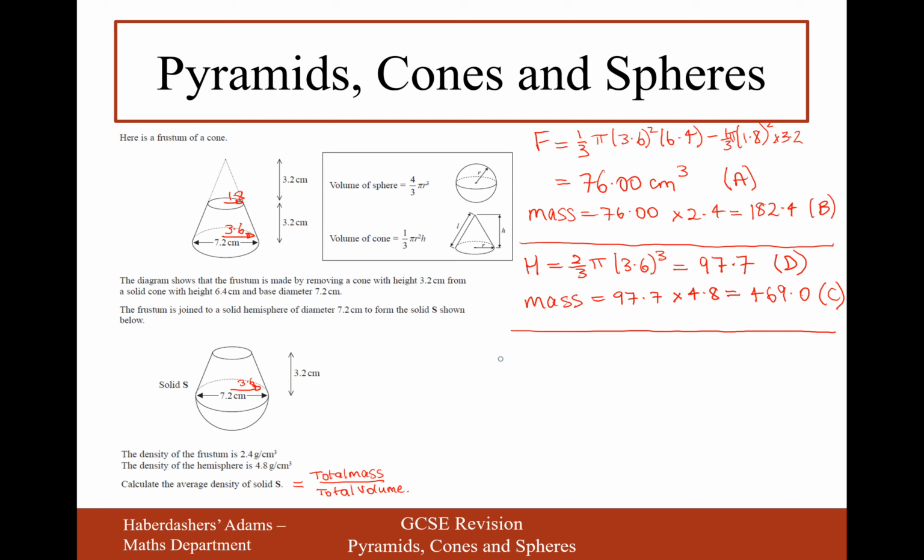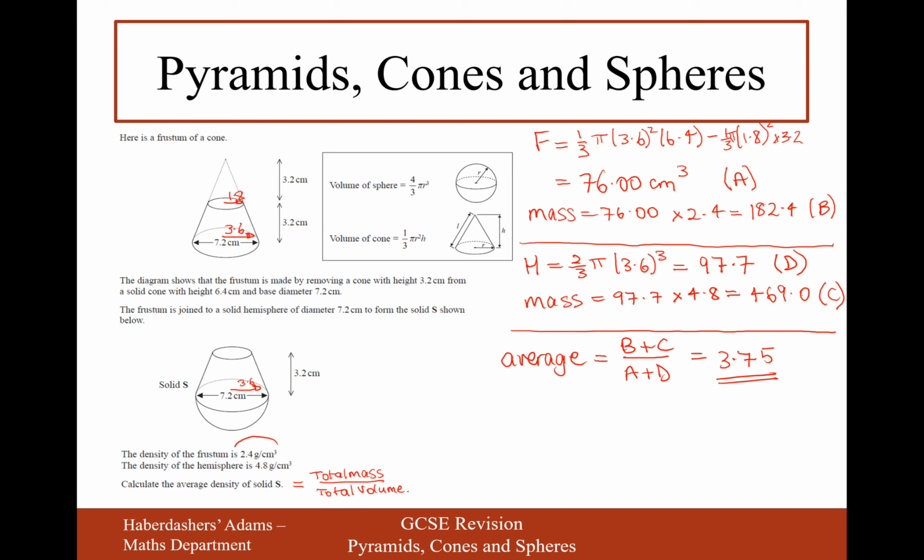Okay, so now we need to do this average calculation. So the average density is going to be the total mass, so that's going to be B plus C over the total volume, which is going to be A plus D. So I'll now do that calculation on my calculator using the red alpha buttons. So B plus C over A plus D. And that is 15 over 4, exactly 3.75. And there we are, that's the answer for this question.